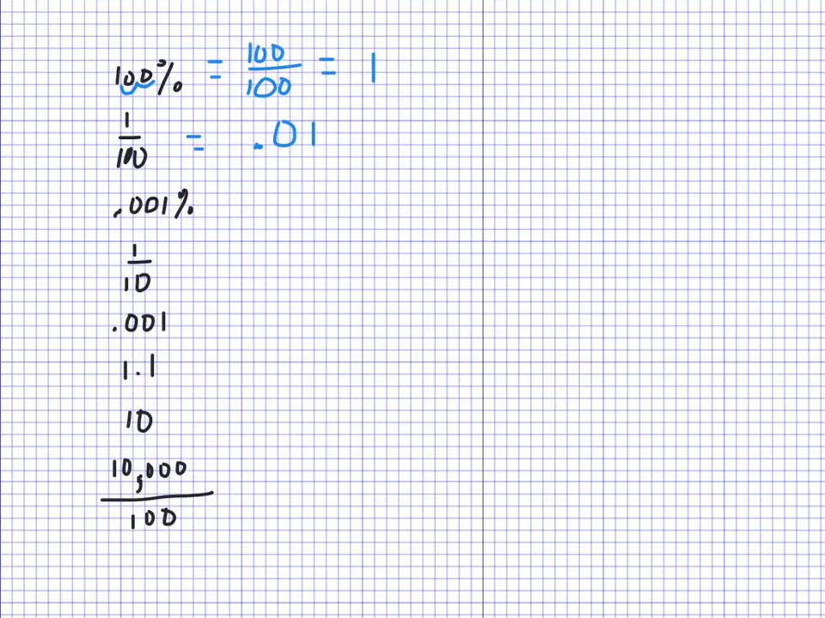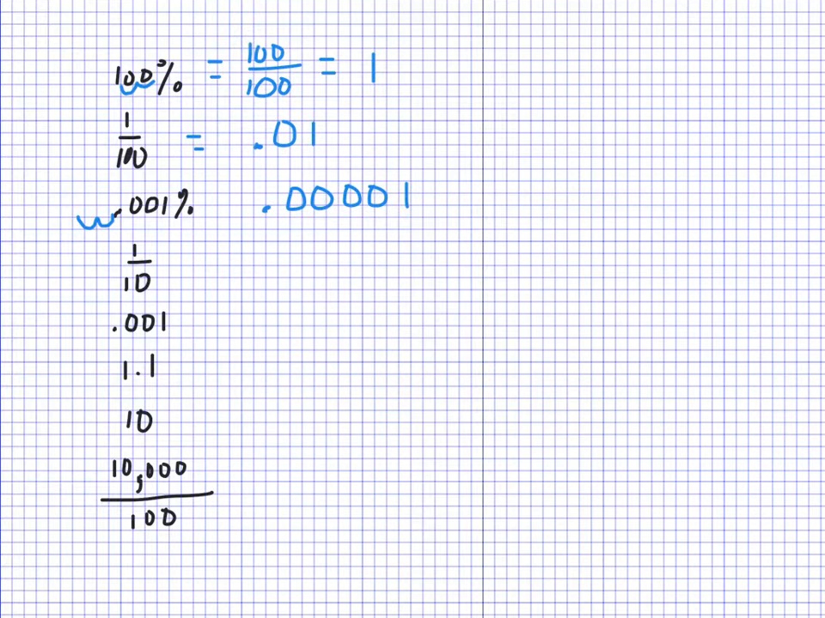0.001%, we still have to move, if we're converting this to a decimal, we have to move our place value 2 places to the left. So we would end up with 0.00001 as our decimal.